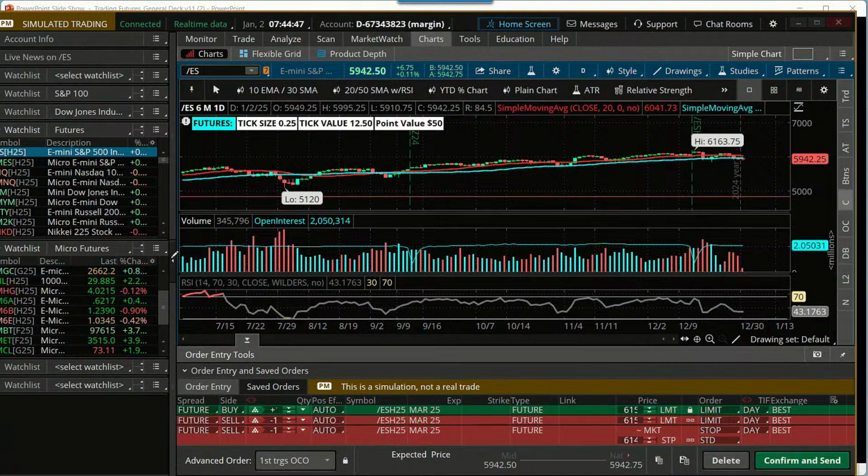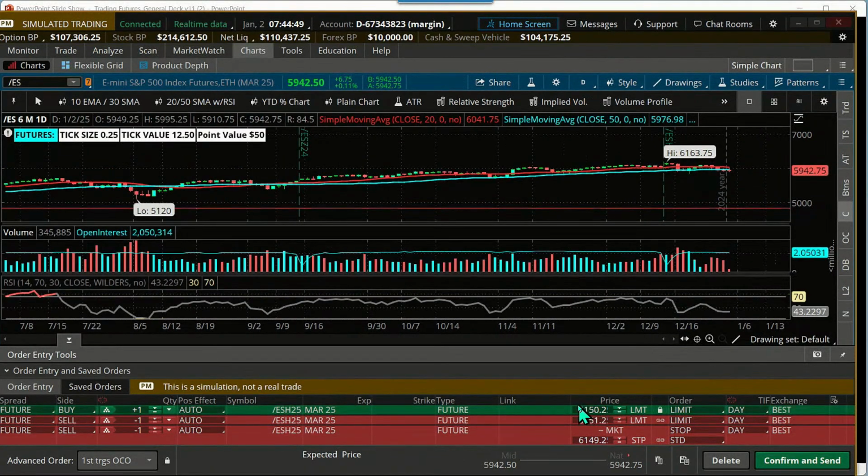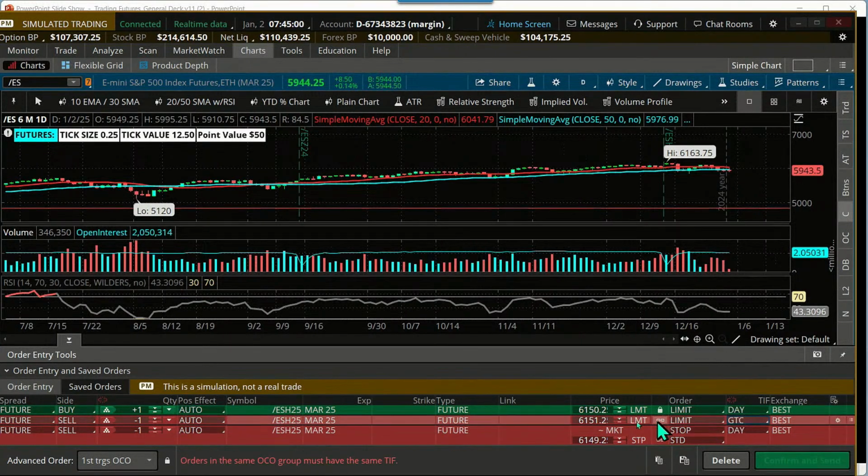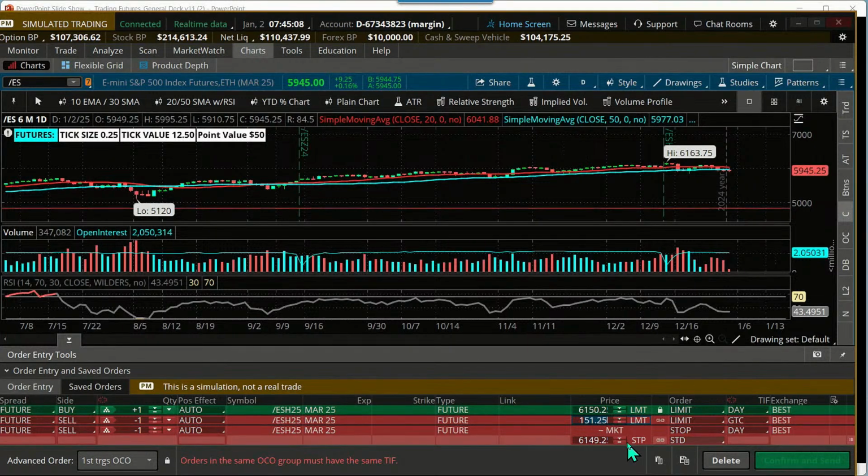And so what did we say? This is our entry price right here. Our limit price is the target price. I'm going to make that good till canceled because otherwise it's going to expire at the end of the day here. And I'm going to make this target price 6107, the price we said.